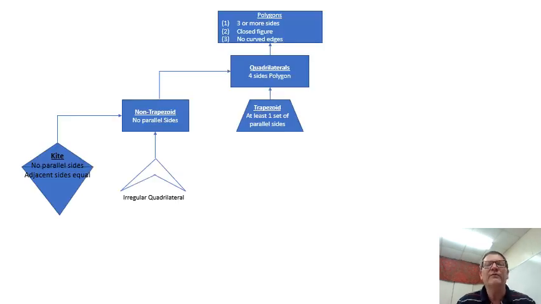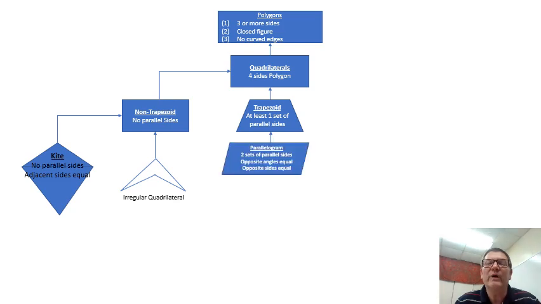All right, so here's our flow chart. We stopped at trapezoids, and last night we actually put parallelograms in there. The biggest thing we knew is that a trapezoid has one set of parallel sides. In order to be a parallelogram, we had to have two pairs of parallel sides, and opposite angles and opposite sides were equal. And in order for our trapezoid to be a parallelogram, it had to have two sets of parallel sides.